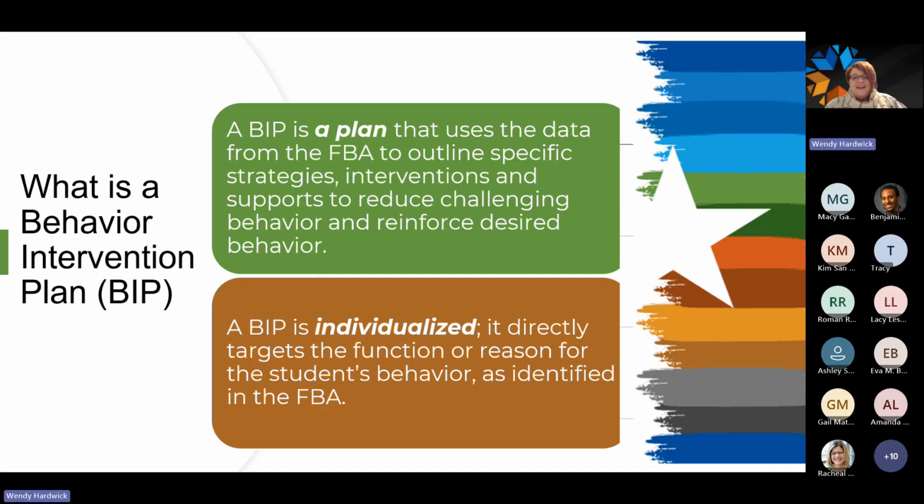I will also add that this process can be used for students in the general population that are not receiving special services. The consent is a little bit different, and it is not usually referred to as a behavior intervention plan, but a behavior support plan. A BIP is built from the FBA. It uses that information to outline how we'll respond to the behavior, what supports we'll provide, and how we'll reinforce the positive alternatives. It's individualized and it's intentional.